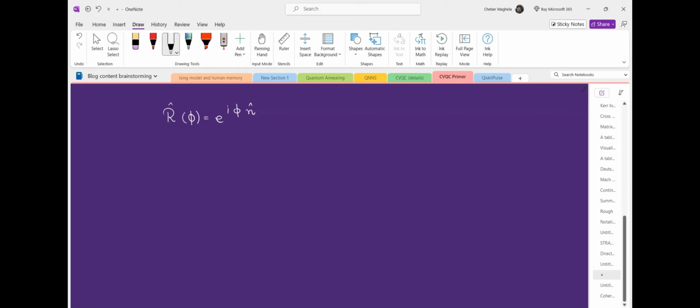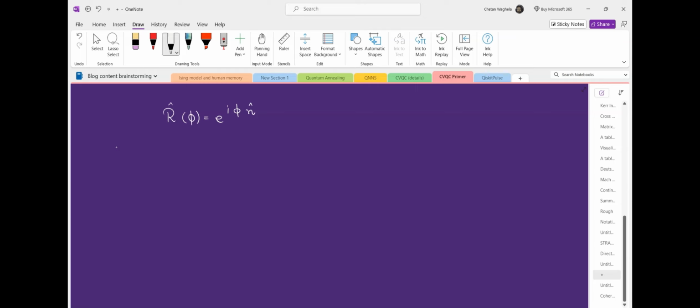In the same way, the rotation operator in the continuous variable quantum computing paradigm is given as R cap phi equal to e raised to i phi n cap, where this operator is known as a rotation operator because it rotates the coherent state about the origin in the quantum phase space. I'll show you in a few minutes.